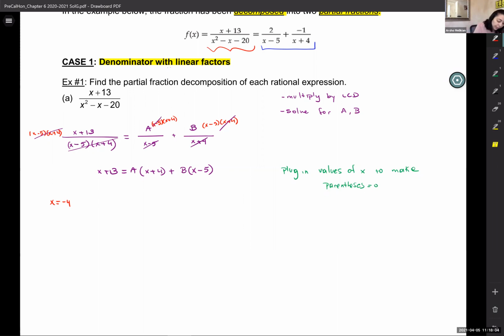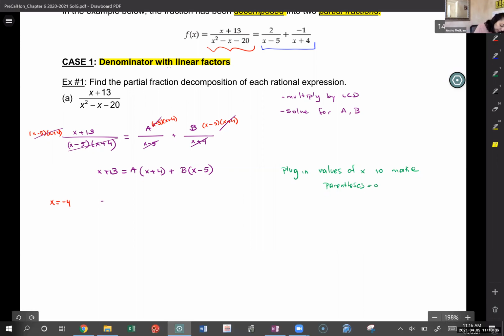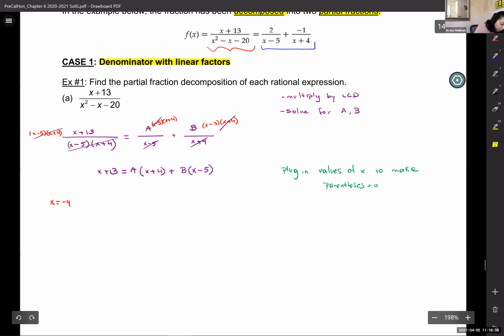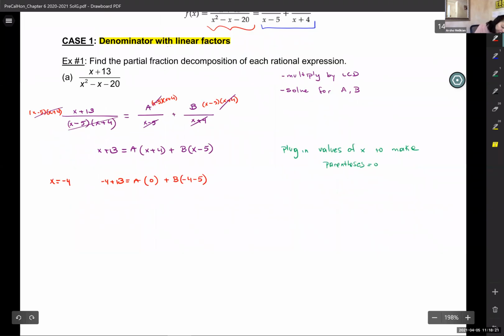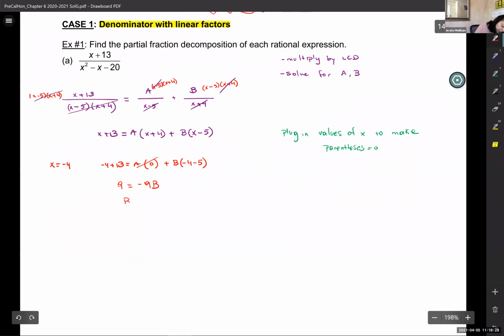So when I do that, here I get -4 plus 13 equal to a times 0 plus b times this, -4 minus 5. So I get that 9 is equal to, that goes away, -9b. So b is equal to -1.